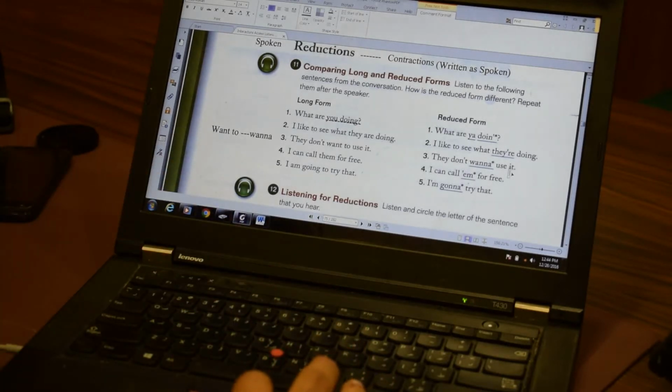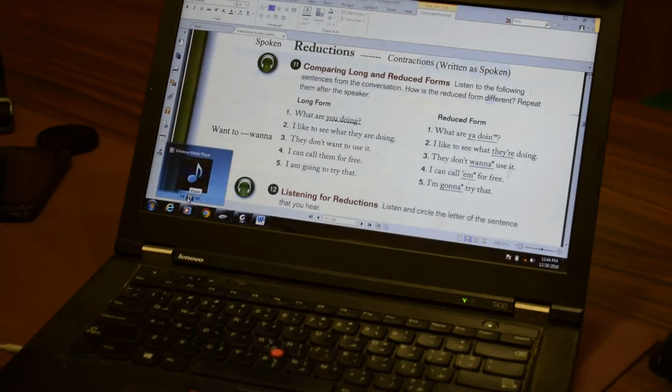Okay, so one more time. Page 56, Activity 11, comparing long and reduced forms.